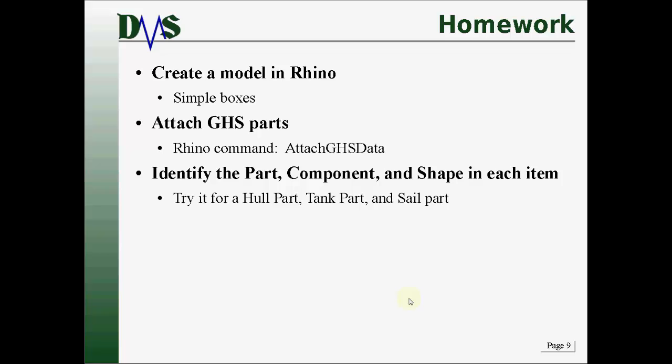And so once you do that, try that with just a few simple boxes. The geometry doesn't really matter. So that's why I say boxes, because they're quick to build. But once you've attached a couple of them, identify the part, the component, and the shape for each item. Try to create a hull part, a tank part, and a sail part.